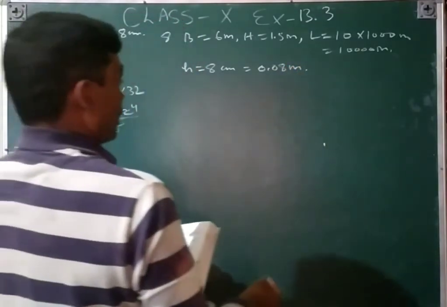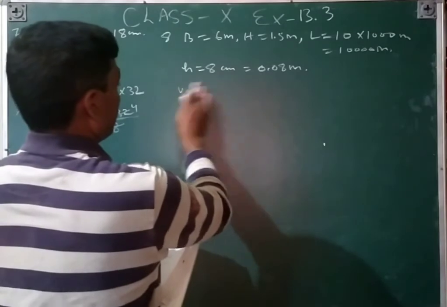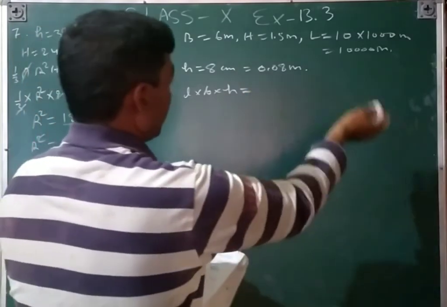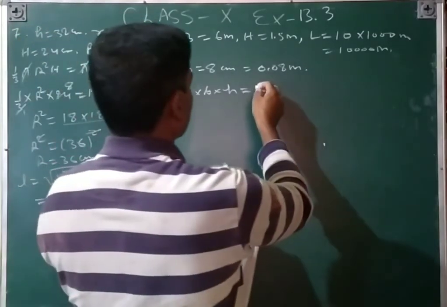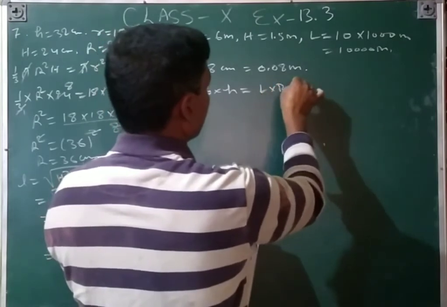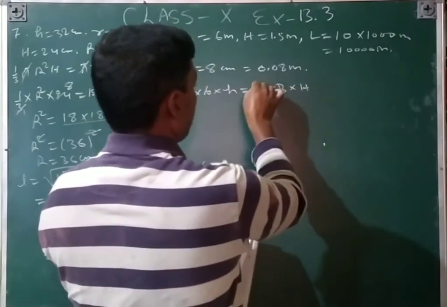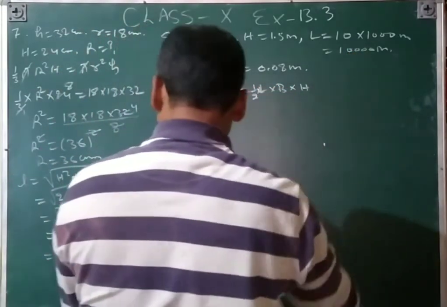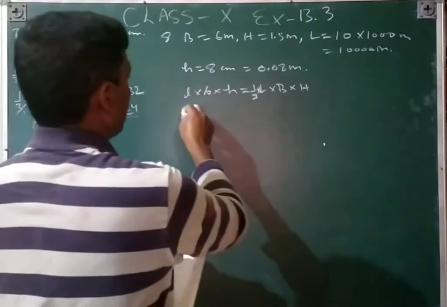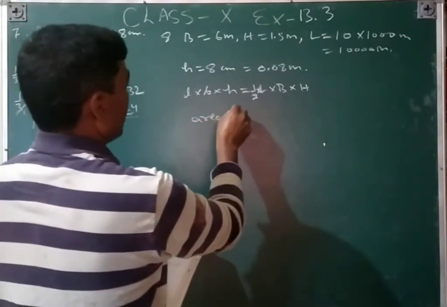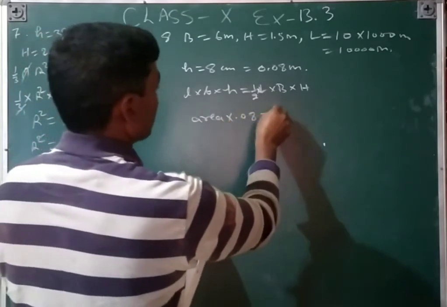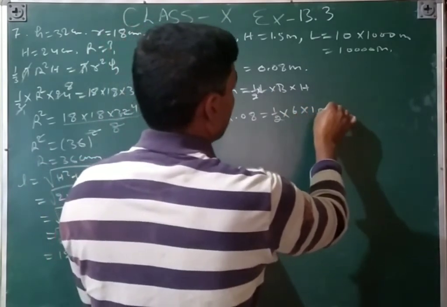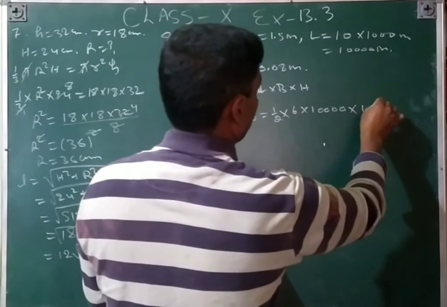So the volume of the field, that is L into B into H, is equal to the volume of that canal, the flowing water. So L into B into H, and here we will apply 1 upon 2 also, because the flow is given per hour and we need to find for 30 minutes. So L into B, meaning area, into 0.08 is equal to 1 upon 2 into length, 6 into 10,000 into 1.5.